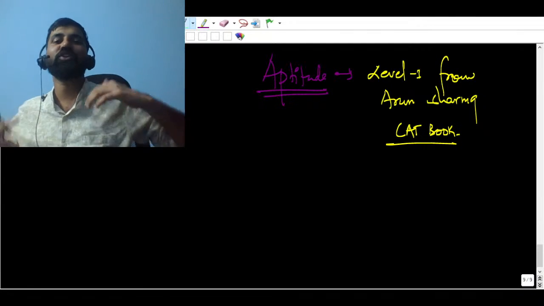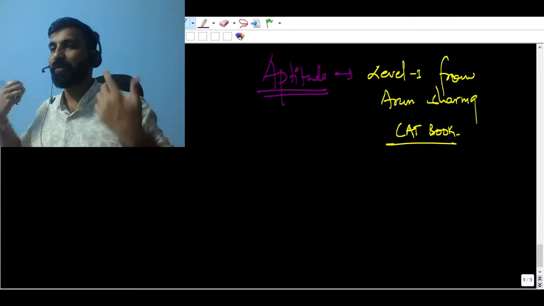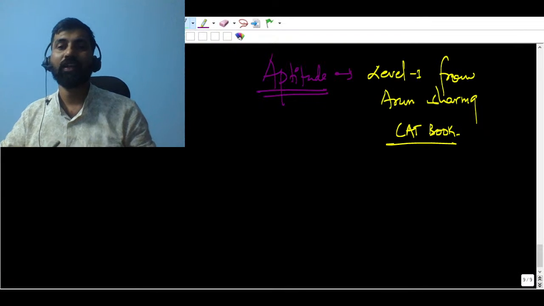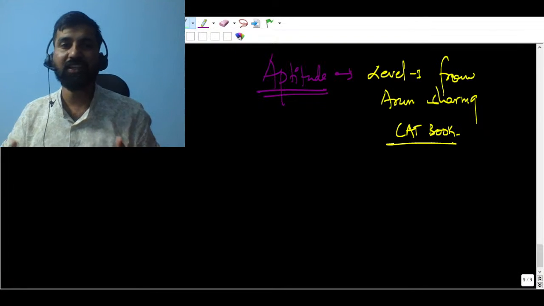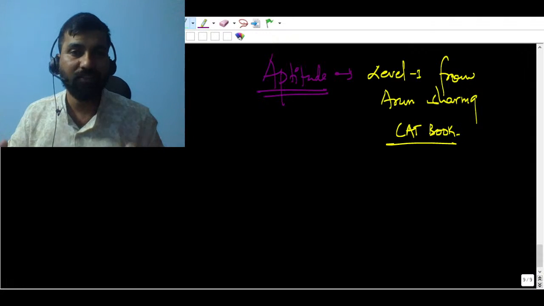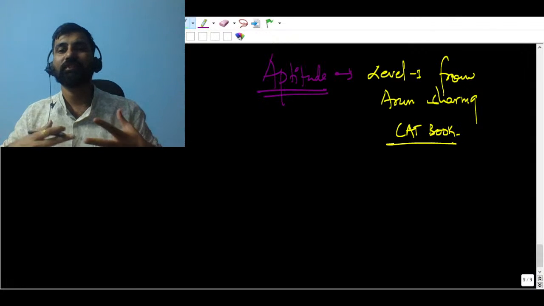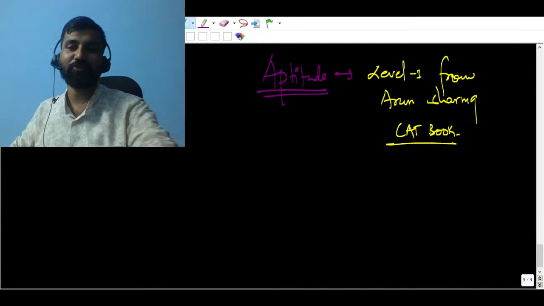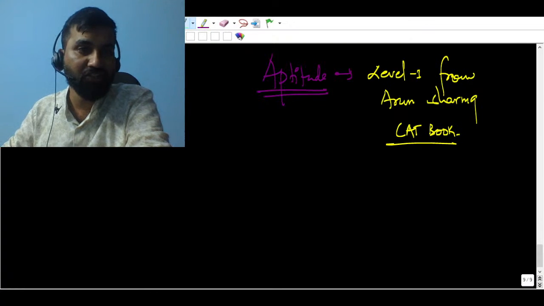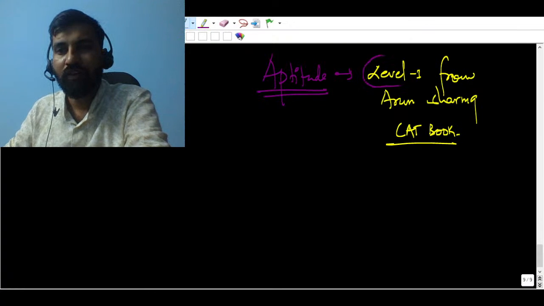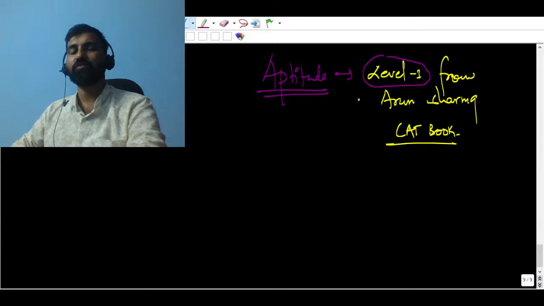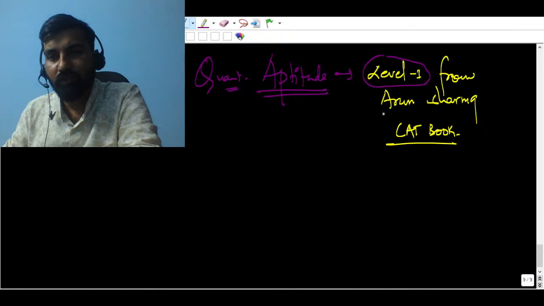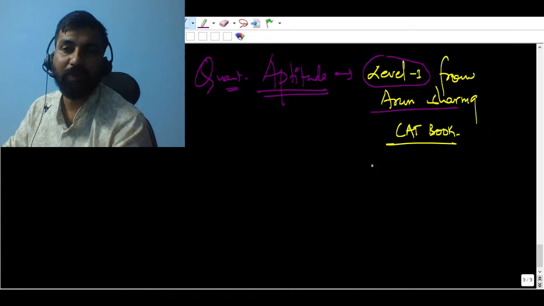If you are able to recall ratio, proportion, time, speed and distance, alligation, series, sequence, geometry, polygons, triangle, circle, everything, area concepts, all these things. We will only touch level 1 of the quantitative aptitude book, which is very popular, the Arun Sharma book. I'm going to pick up questions from there.